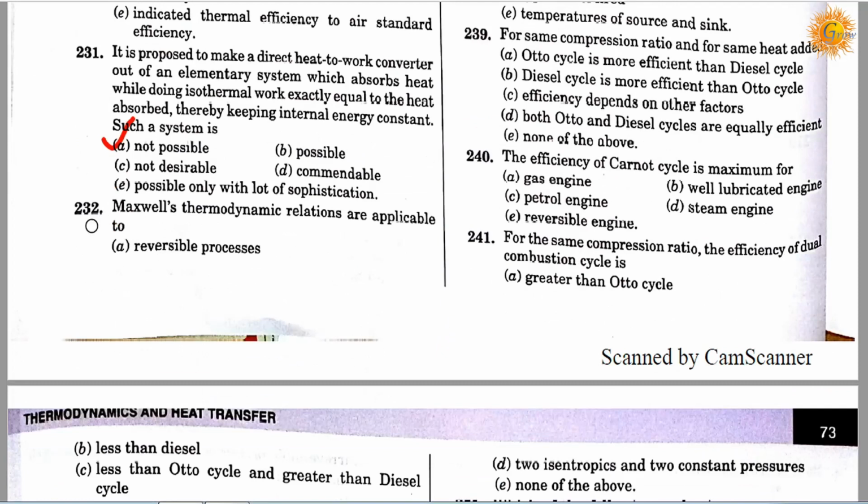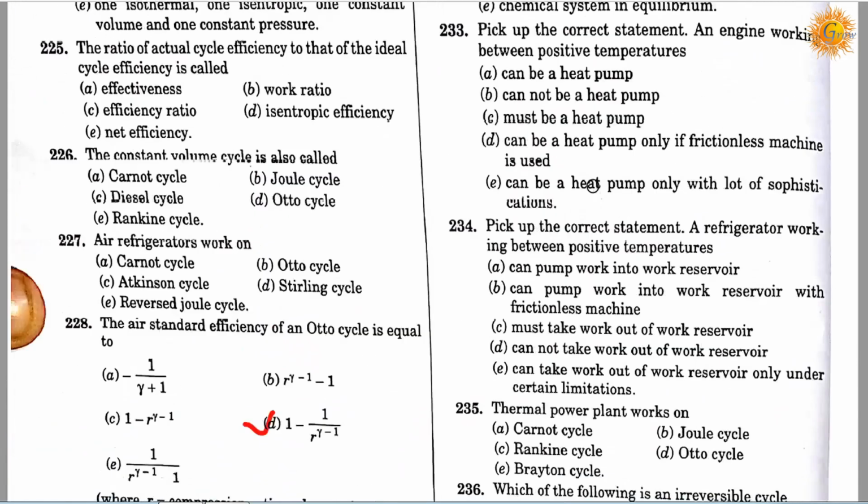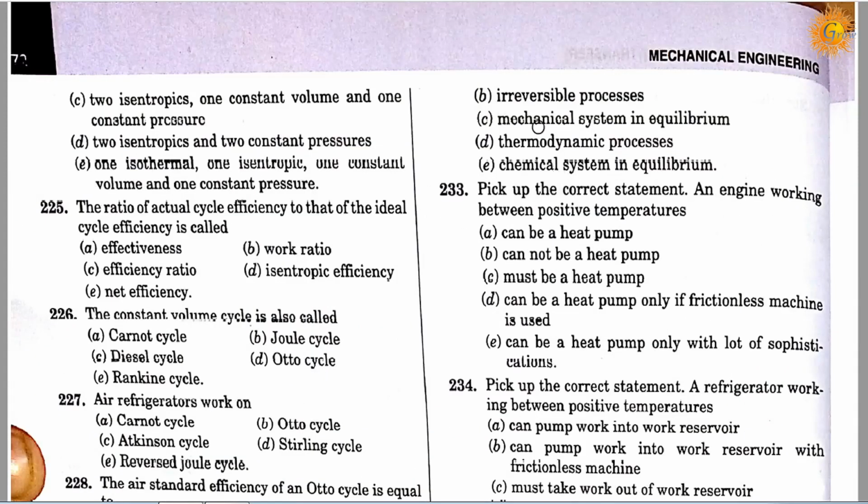Question number 232. Maxwell's thermodynamic relations are applicable to: option A, reversible processes; option B, irreversible processes; option C, a mechanical system in equilibrium; option D, thermodynamic process; option E, a chemical system in equilibrium. So the correct answer is E.